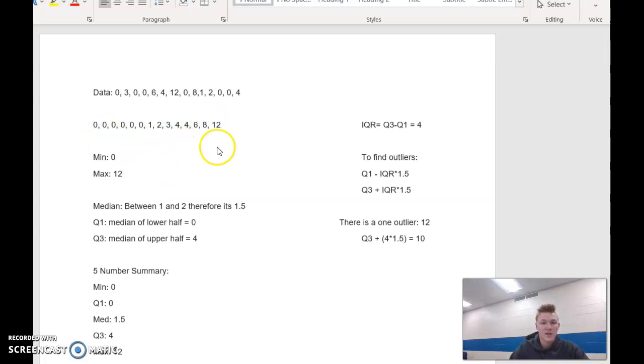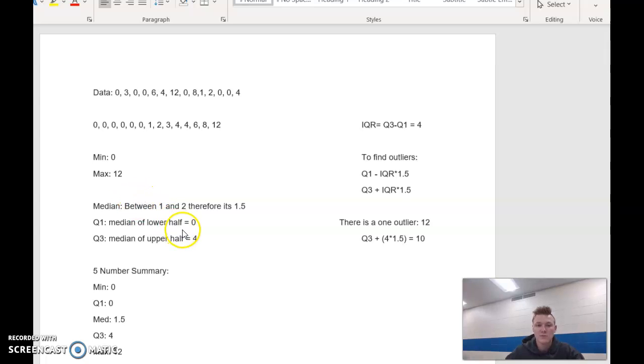So the way to find the median is basically just the middle number of all of these numbers. Now, since there was 2, it was between 1 and 2, so therefore the median is 1.5. It is 1.5 because it's the middle of 1 and 2. That makes it the median. And when I say in the middle of these two numbers, I mean the average between 1 and 2, making it the median.